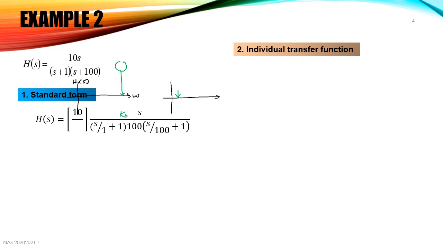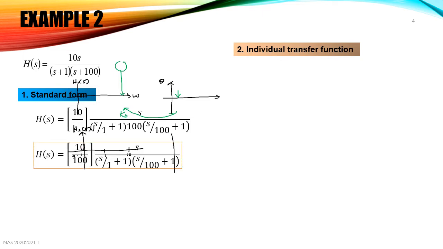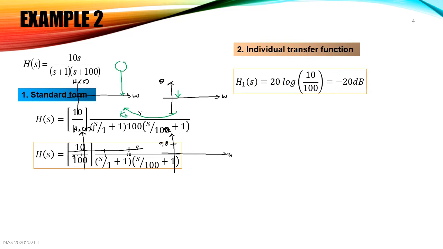The first one is s divided by 1 plus 1, so this is poles at 1. And then for the second one, you need to factorize 100 because you need to have s plus 1. So the component becomes s divided by 100 plus 1. Now you need to move all constant values into the constant equation. So finally, this is the standard form of the given transfer function, with the constant and the components both on top and at the bottom. Next, you need to rewrite the individual transfer functions. First, you have the constant, 20 log of your k naught. K naught in this case is 10 divided by 100, which equals negative 20 dB.